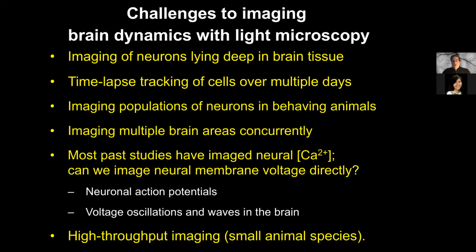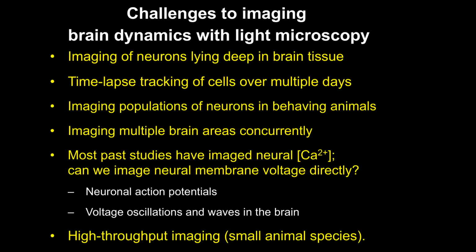And then the final challenge I'll discuss near the end of the talk is how do we develop high throughput means of brain imaging? And here I mean largely in small animal species, and in particular I'll be focusing on fruit flies. Is it possible to increase the size of our data sets by developing technology allowing us to image many more animals than was previously feasible?